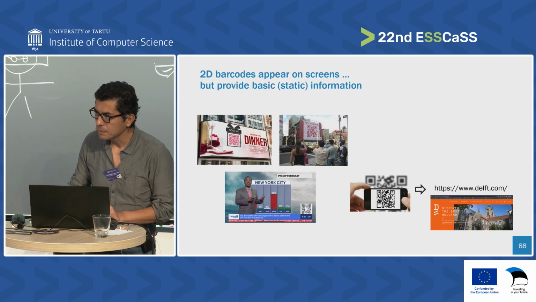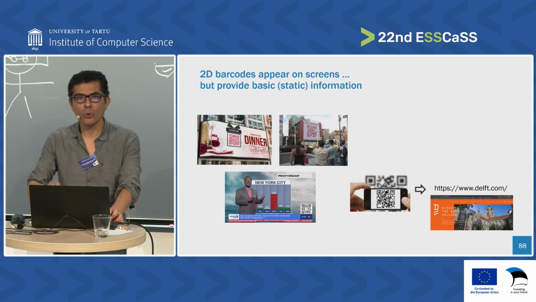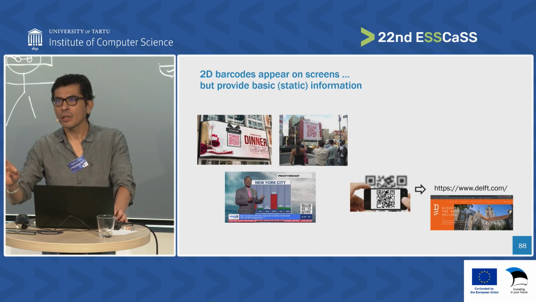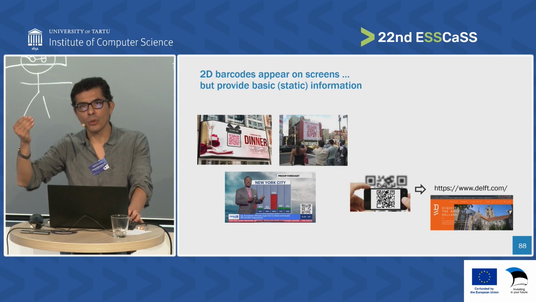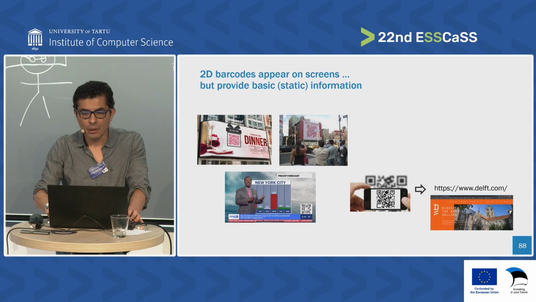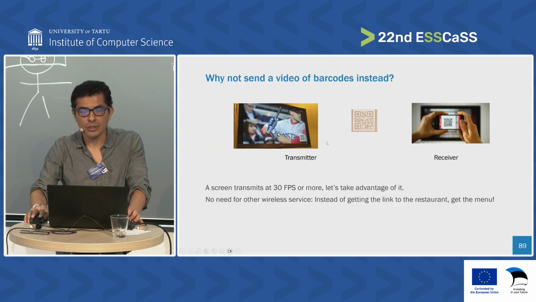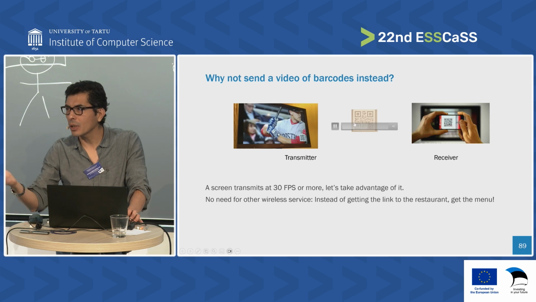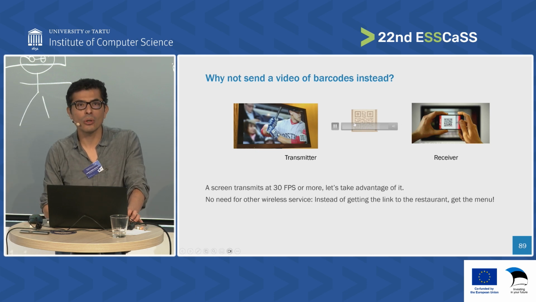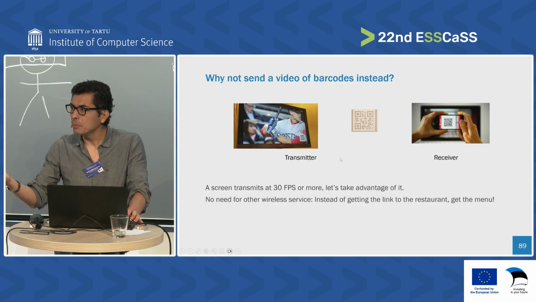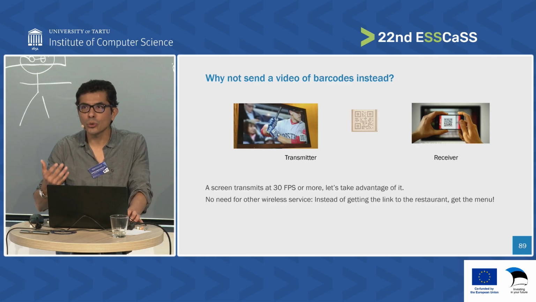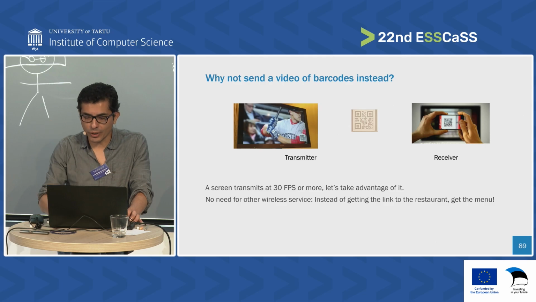What is the idea? The idea is that you have QR codes in many different places. You go with your camera, you take a picture of that QR code, you get some information, and sometimes that's just a URL, a web page. But what you could do is, instead of just sending that single QR code, you could send a bunch of QR codes, and hence you do not get only the URL of the restaurant, but you could get the menu. So that's something that you could do. Then the screen becomes sort of a transmitter.